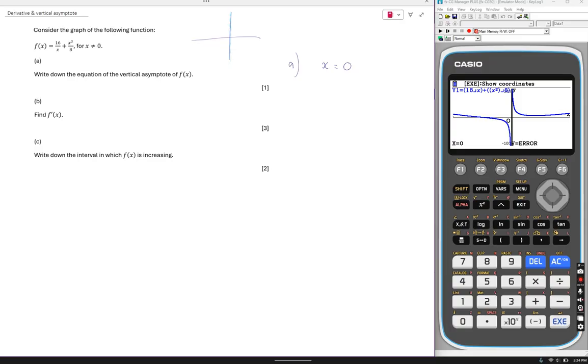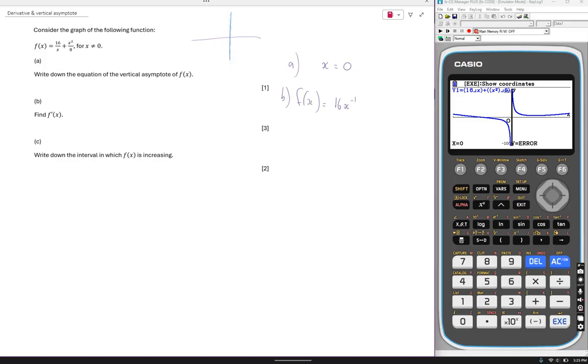So again, I think the easiest thing is just get your calculator and draw it. Part B says find the derivative. If I write the original function down, I don't like those denominators really. It's a bit confusing. So I'm going to bring the denominators up to the top.